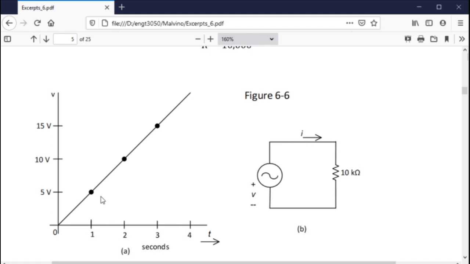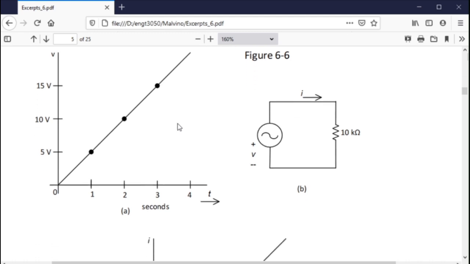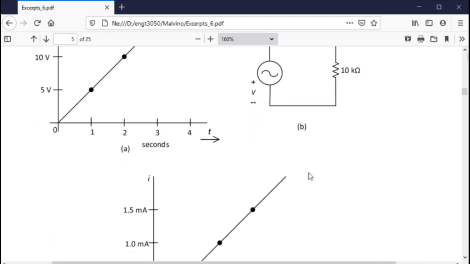Here is a time-varying signal. It's the symbol for a time-varying signal. And here is that signal. This is a ramp form. So now what we're trying to do is graph the current through the 10K resistor.